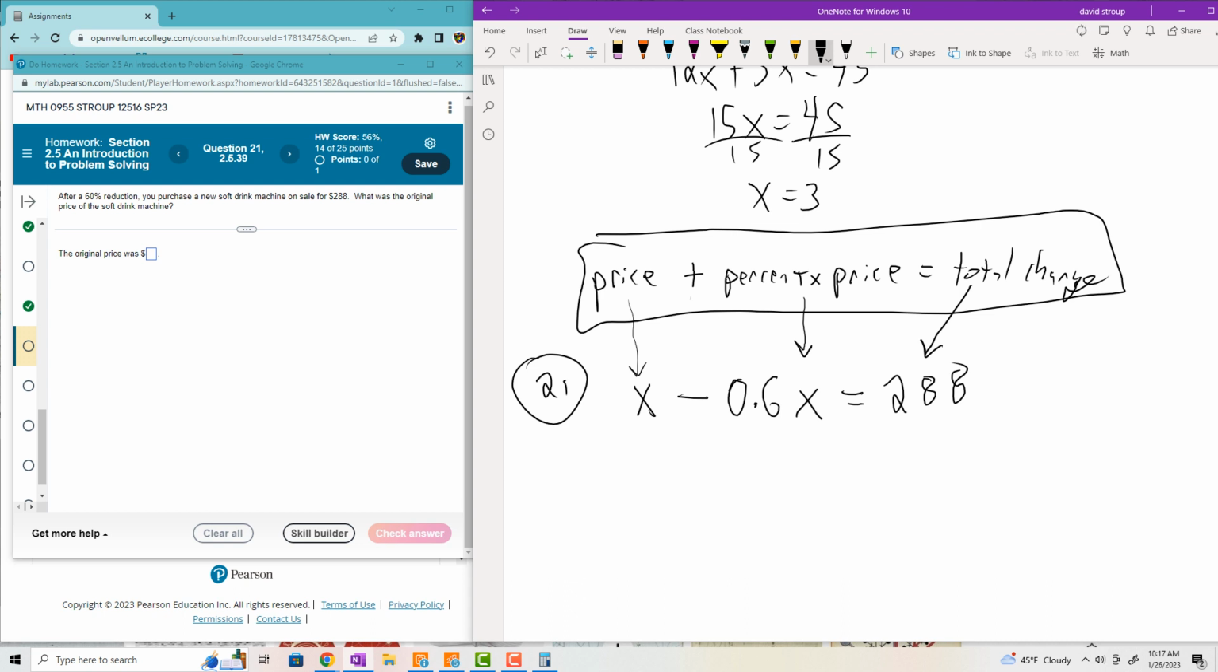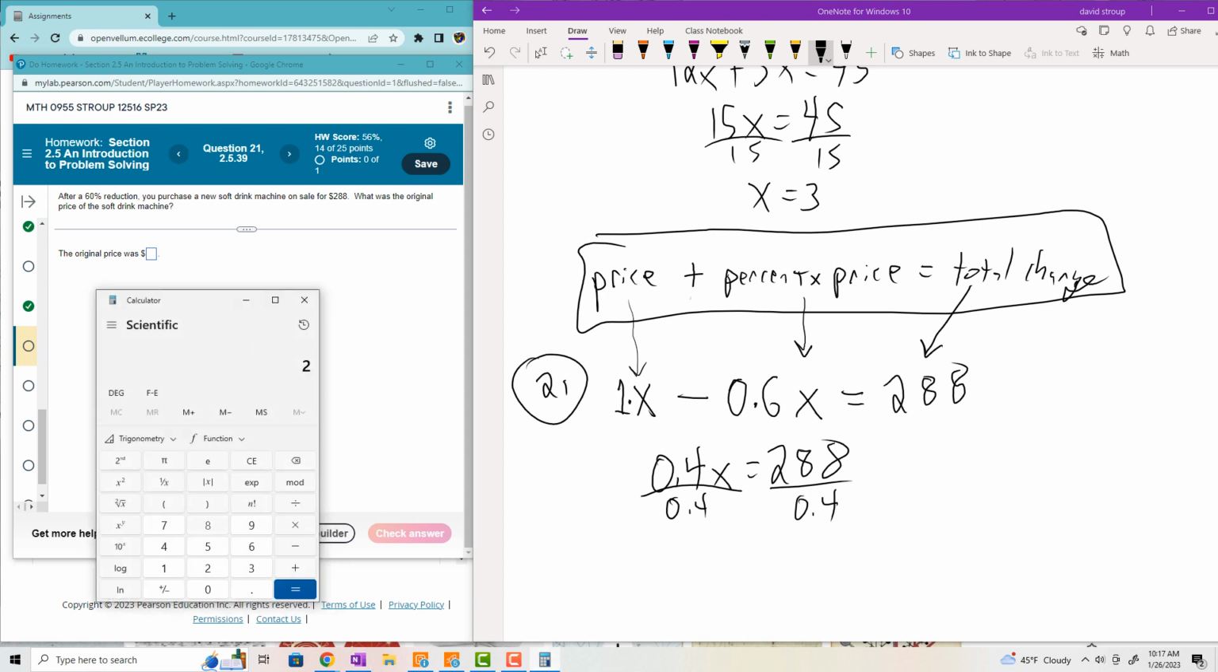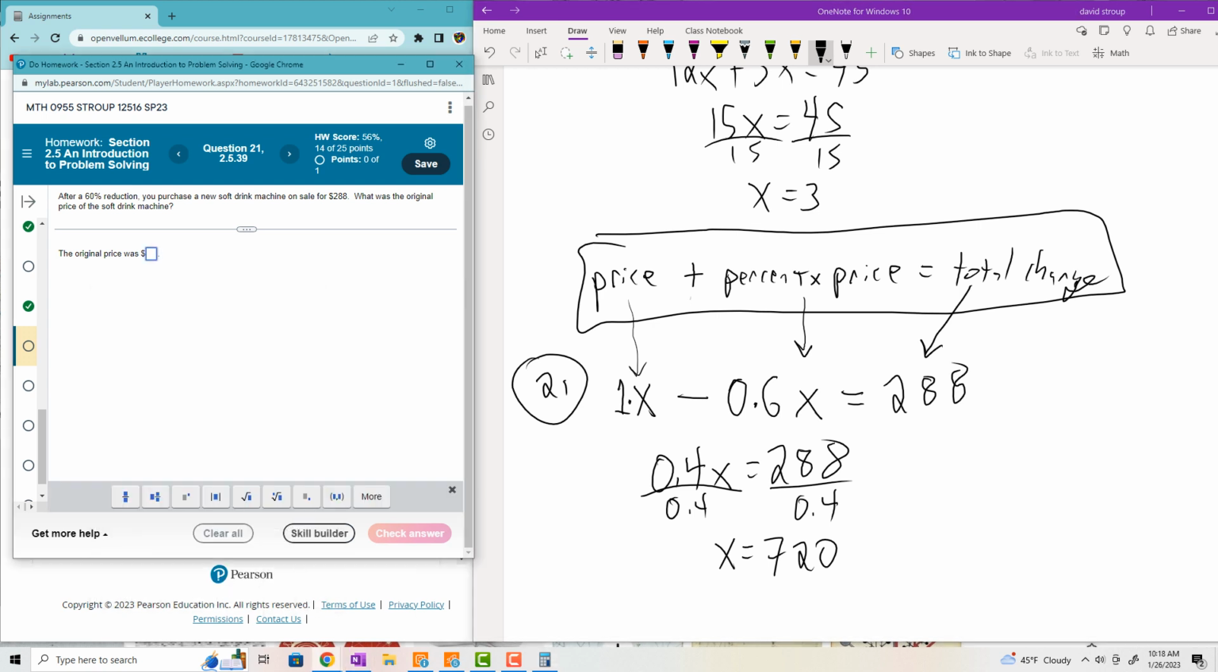So what are we doing here? x is the same as 1x, so it's 1 minus 0.6, which is 0.4x. That'll equal 288, and then you're going to divide by 0.4 on both sides. And I go to the calculator. $720. Wow, really? So the original price of the soft drink machine, that's a heck of a discount. Yeah, 60% reduction, that makes sense. Okay, great.